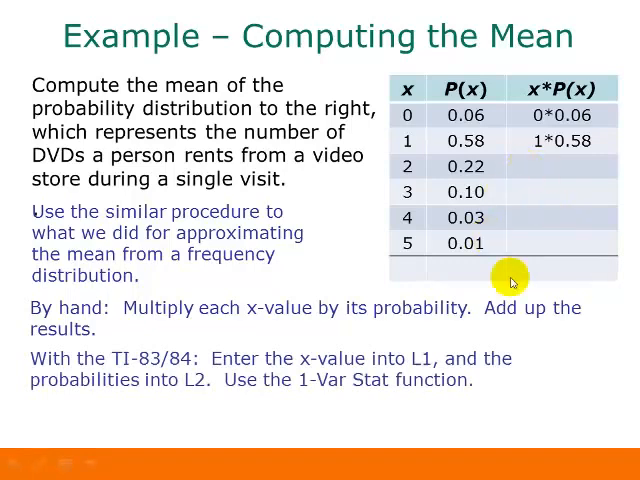Now you can also do this with your calculator. In order to do that, you would enter each x value into your L1 list and enter your probabilities into your L2 list. Then use the one variable stat function, and the mean will be the x bar, just like it was for everything else when we did one variable stats. So either way, if you calculate this mean, you come up with 1.49. And that matches with what we saw in our probability histogram.